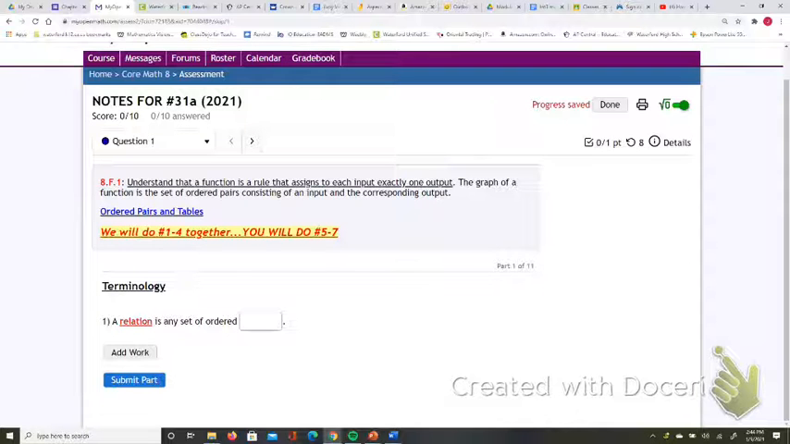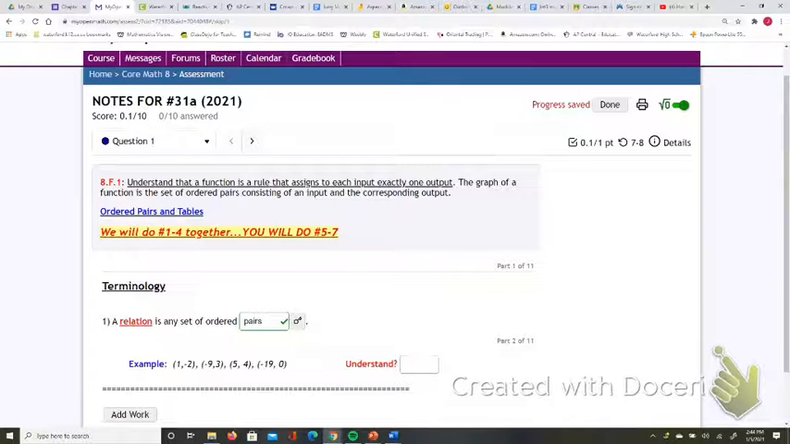So I'm now assuming that you paused the video and then you got to your My Open Math. Number 1 has a bunch of parts to it. A relation is any set of ordered pairs. So you're going to type the word pairs there, and then you're going to submit.